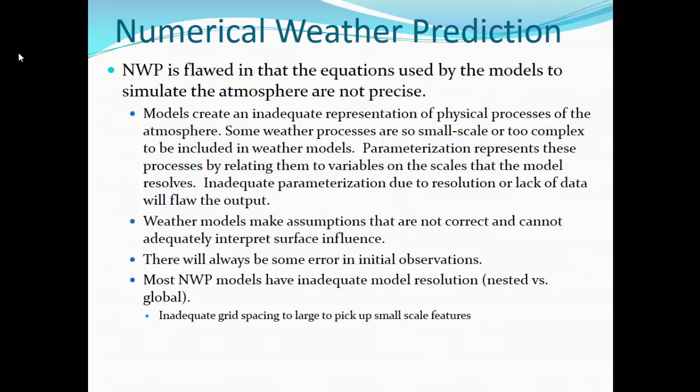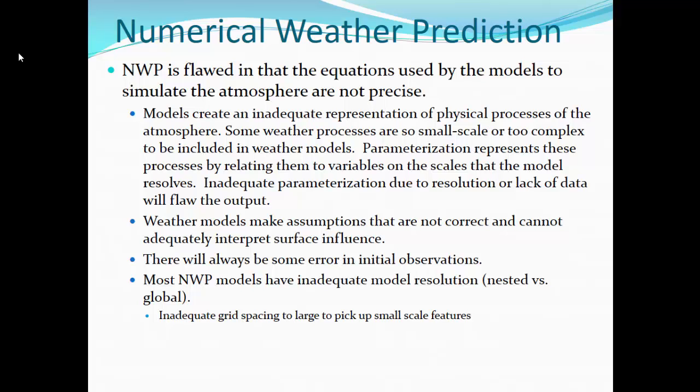So parameterization is the way in which we try to represent all those very micro processes or complex processes and relate them to the variables on the scales that the model can resolve. So parameterization is this concept of taking all of those things that models can't quite understand and putting them into variables that the models can understand and use. And parameterization is almost always inadequate due to lack of resolution or lack of data, and will ultimately flaw the output.